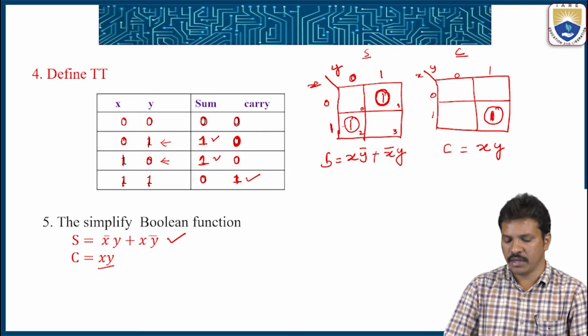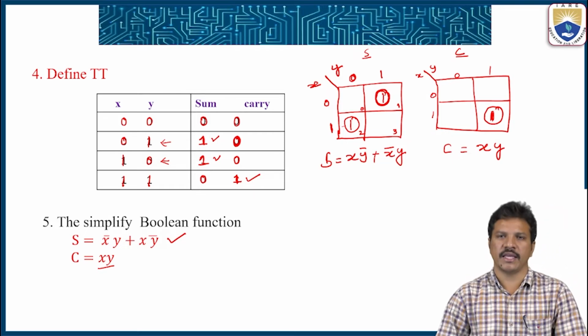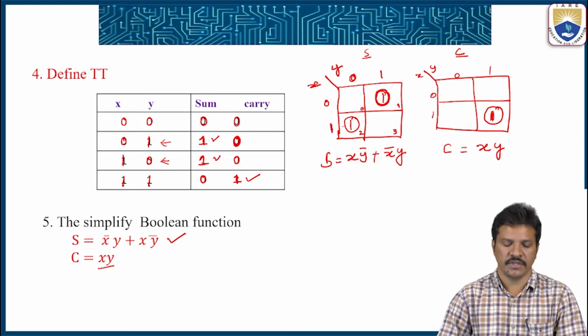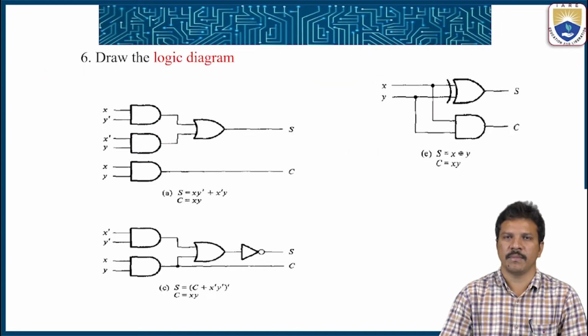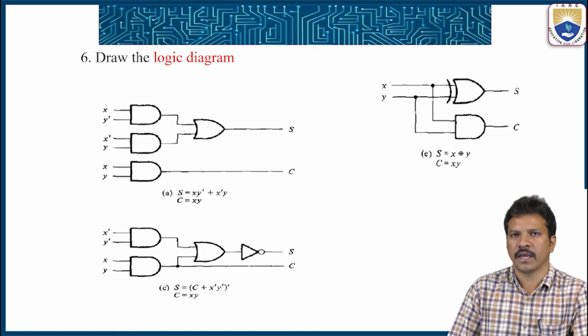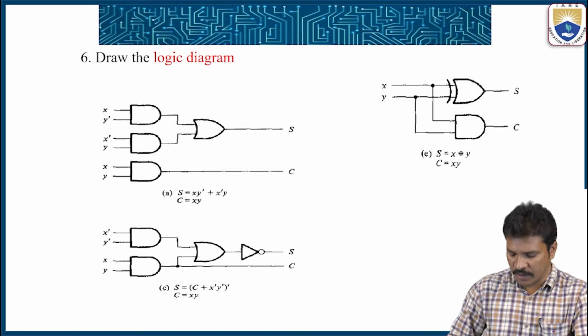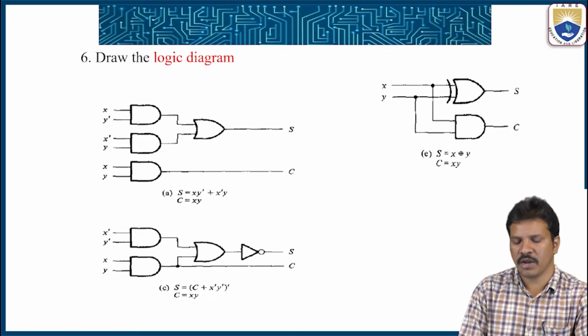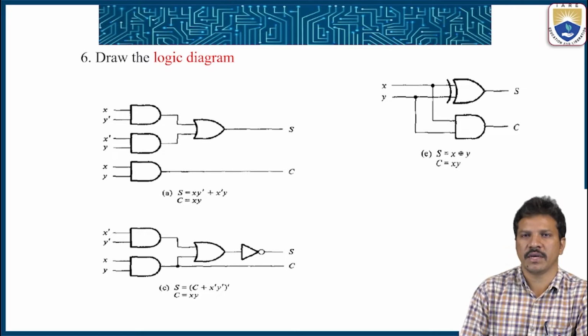In the fourth step, we take the truth table. In the fifth step, we simplify the Boolean function. And then in the sixth step, we draw the logic diagram for the corresponding Boolean functions: sum is x bar y plus x y bar, and carry C is equal to x y. So x bar y plus x y bar is the SOP Boolean function.